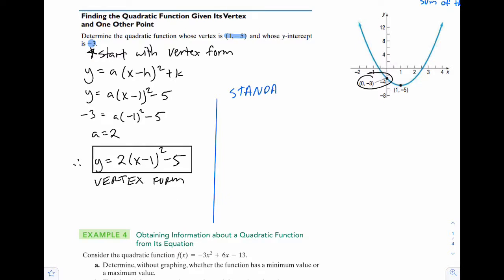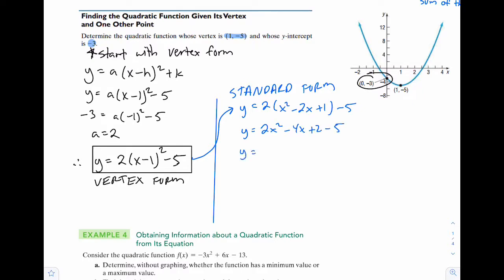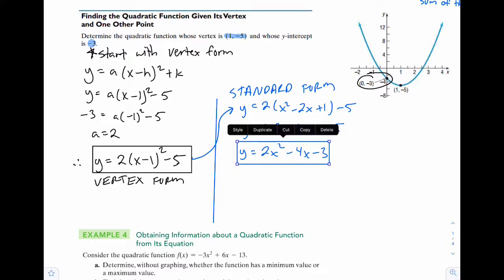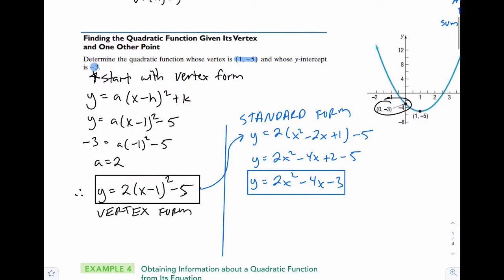If you want standard form, all you got to do is take your vertex form and multiply it out. So y is equal to 2 times x squared minus 2x plus 1, minus 5. That'd be 2x squared minus 4x plus 2 minus 5. y is equal to 2x squared minus 4x minus 3. And right there is your standard form. So make sure you're comfortable with either form. So that's the first example.